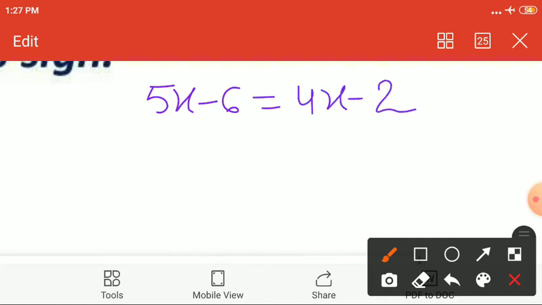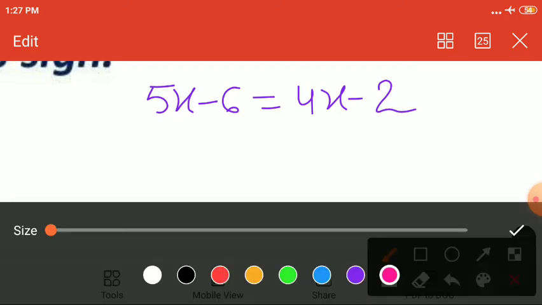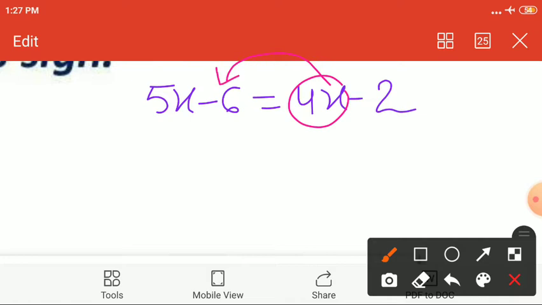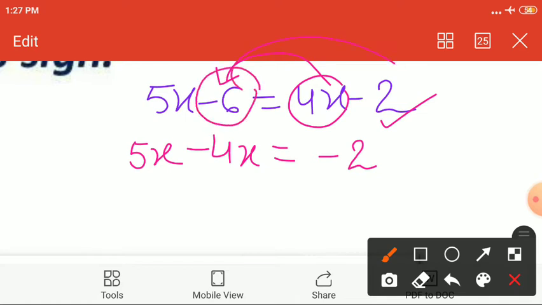Now we know very well that 5x and 6 can't be combined because one has a variable and one is without a variable. So what do we have to do? We shift this 4x to this side, and since it is a plus sign it becomes minus. So 5x remains as it is here, and this becomes negative 4x, equals negative 2, which is already on the right side, and negative 6 when shifted becomes positive 6. When we shift from one side to another, the sign will change.